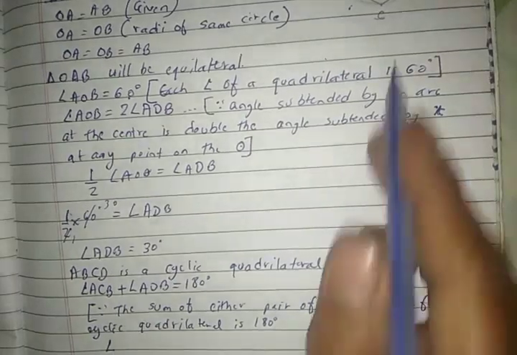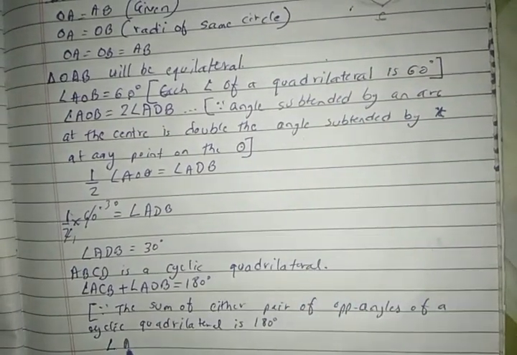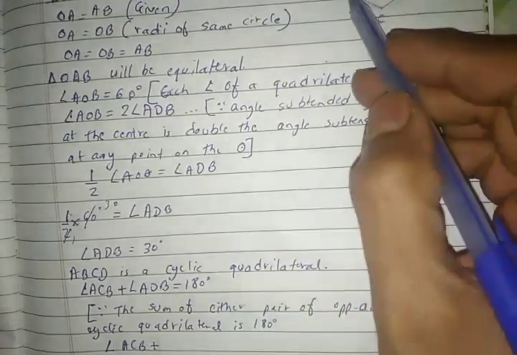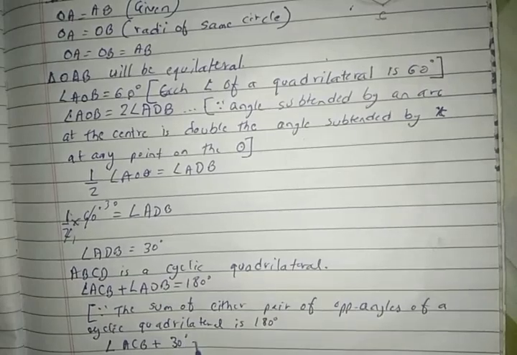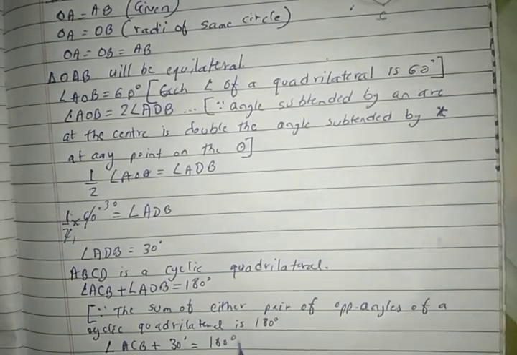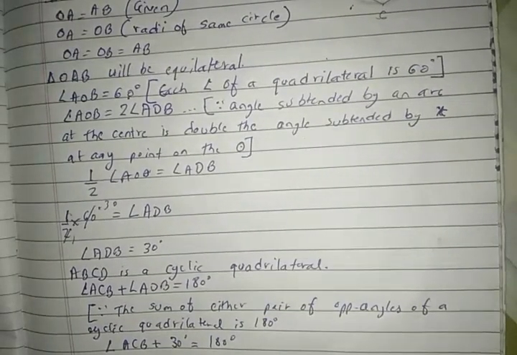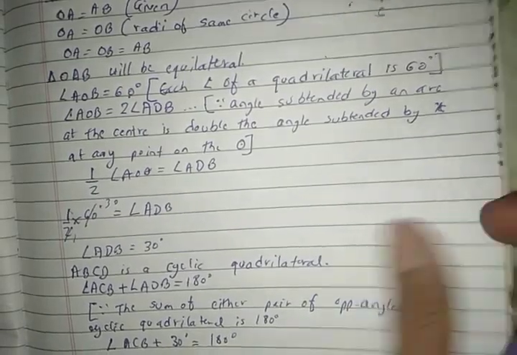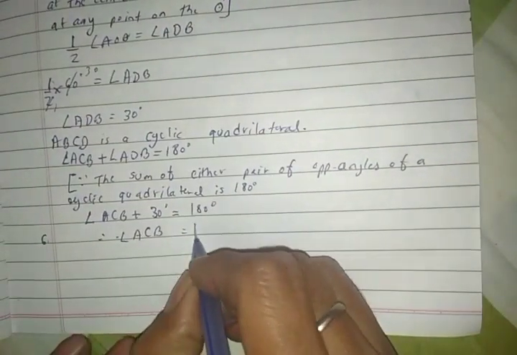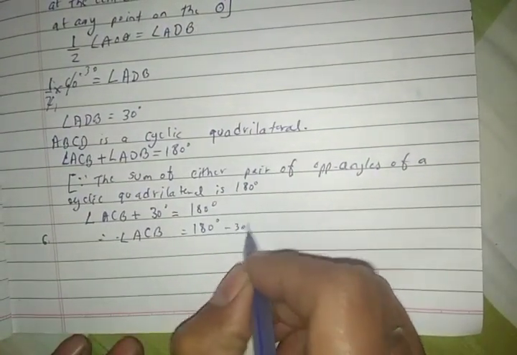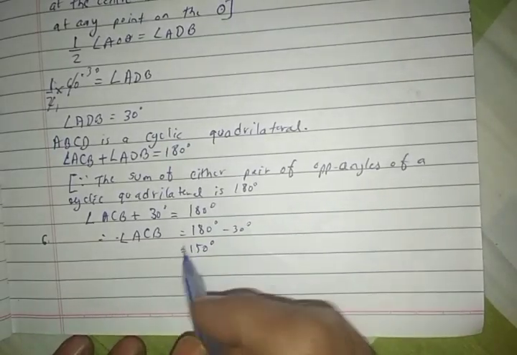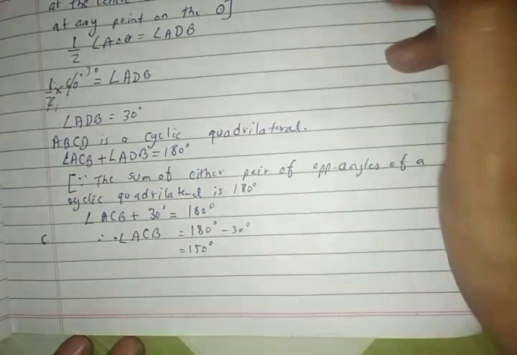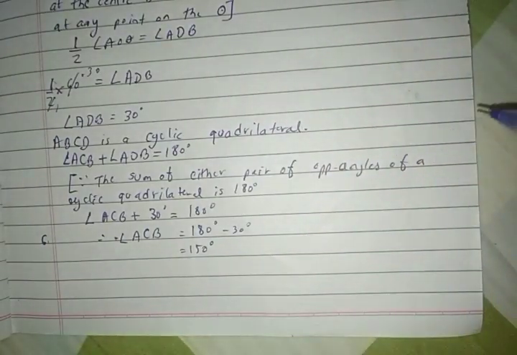Now ACB you don't know, so you will write it as it is, angle ACB. Now ADB you know, that is equal to 30 degrees. So in place of ADB we will write 30 and we will solve for the value of angle ACB. ACB will be equal to 180 degrees minus 30 degrees, that is equal to 150 degrees. So we have found angle ACB as 150 degrees.